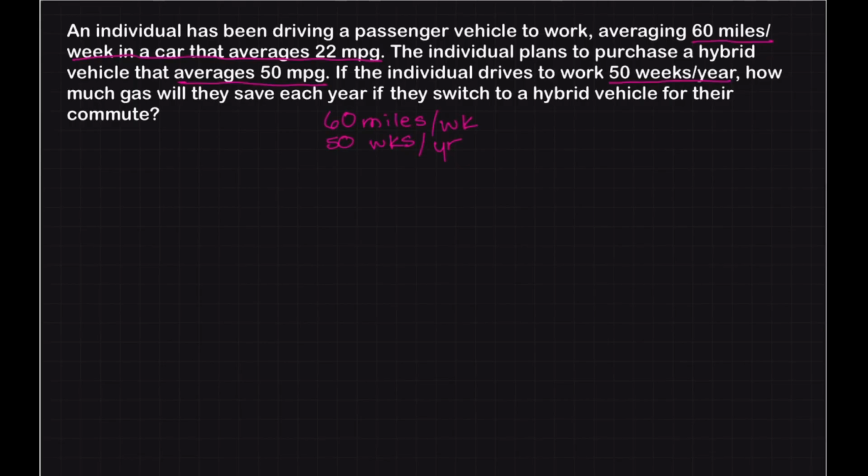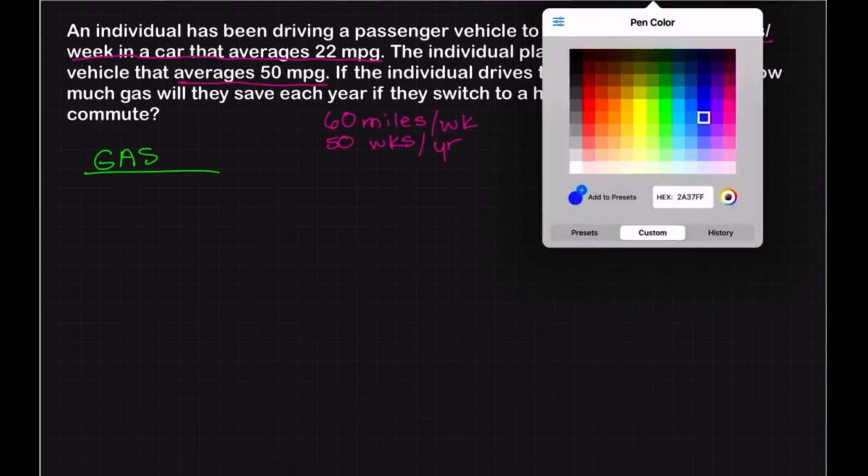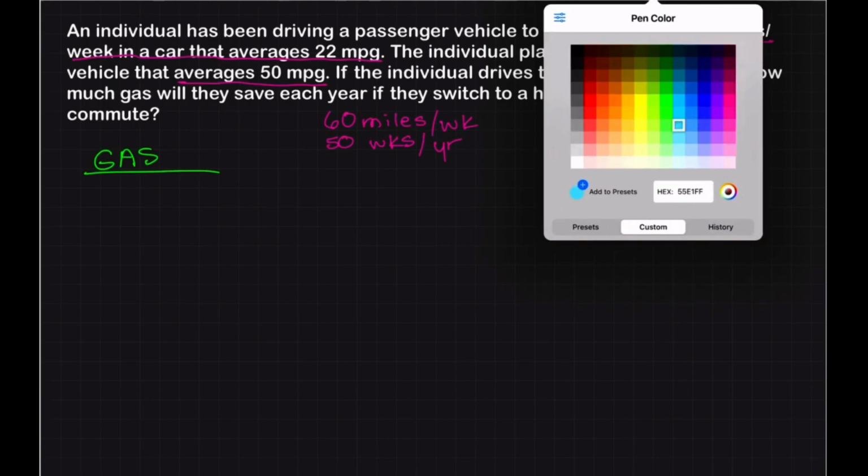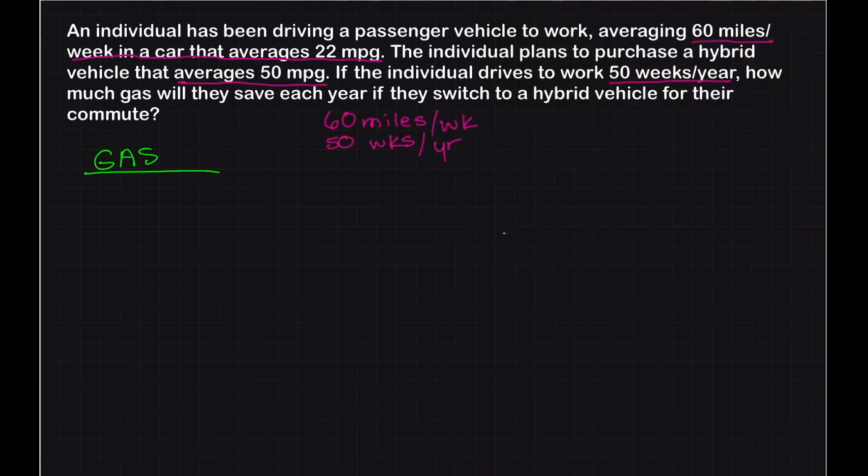So we'll do some calculations for the gas vehicle, and then we will do some calculations for the other one. Let's pick a different color. We'll use blue, that'll be nice. And then we'll call it hybrid. Okay, so let's do our gas vehicle first. So our gas vehicle is 22 miles per gallon.